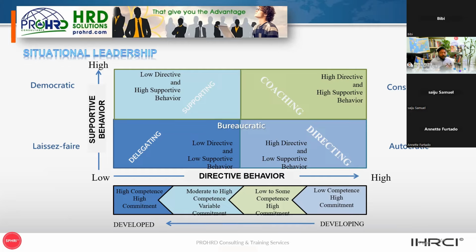Then coaching. Here the situation is that employees show high willingness to learn but lack the necessary skills. Your approach should be that the leader defines the roles, seeks input, and encourages two-way communication. Support and praise are provided to build the confidence level, and you have to coach. Coaching involves actively helping the employee to gain the required skills. We already saw this in the previous slides.